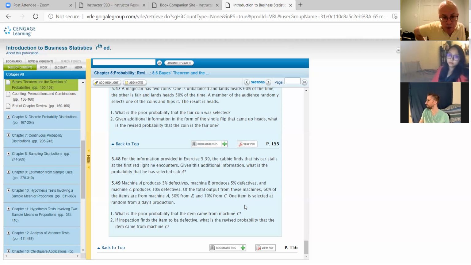But now let's look at part 2. If the inspection finds that the item is defective, so we know now that you're not just selecting any item at random, you're selecting a defective item at random. What is the revised probability that the item came from machine C?